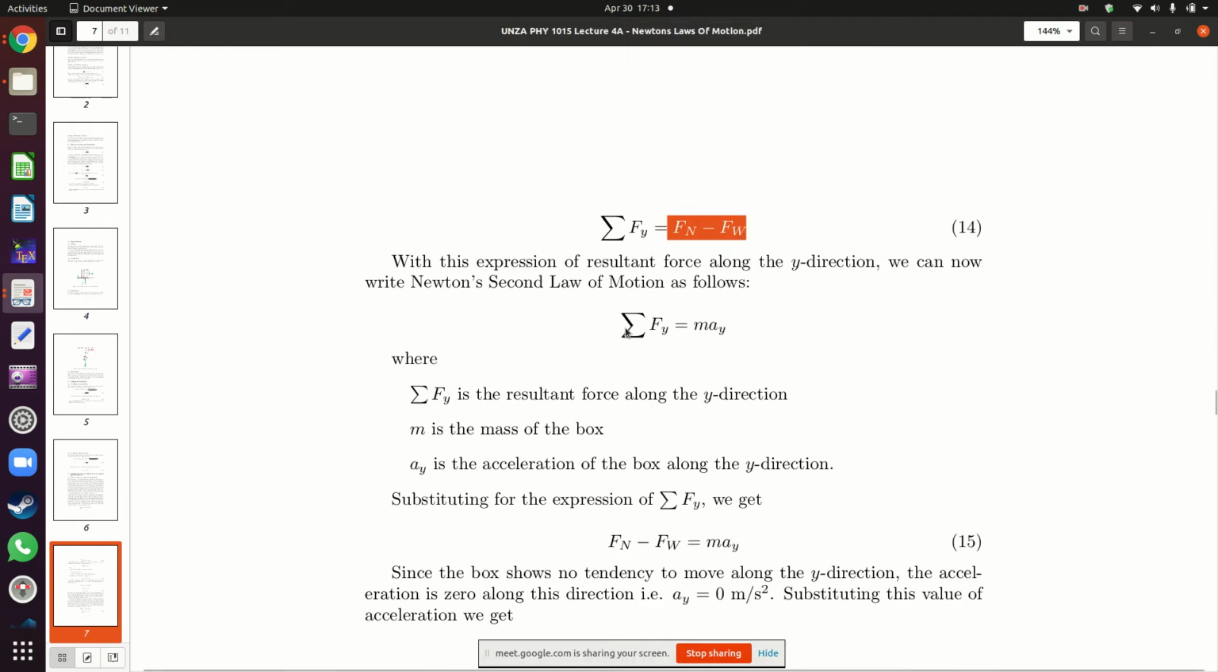So we write Newton's second law of motion to be this. The resultant force in the y direction equals the mass multiplied by the acceleration in the y direction, where this m is the mass of the box, then ay is the acceleration in the y direction. And when we have this, we have an expression for the resultant force along the y direction, which is Fn minus Fw.